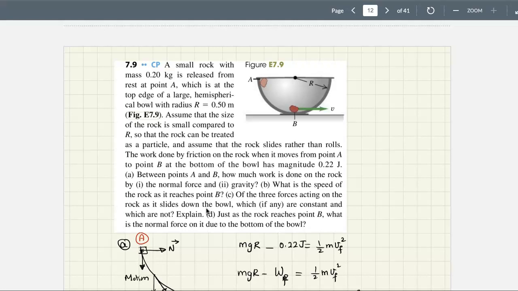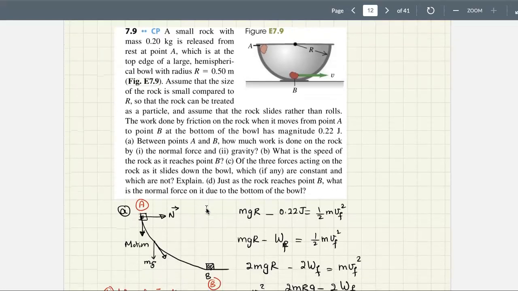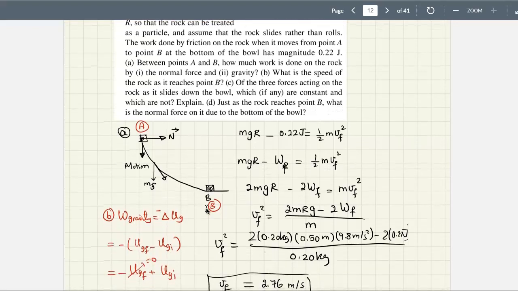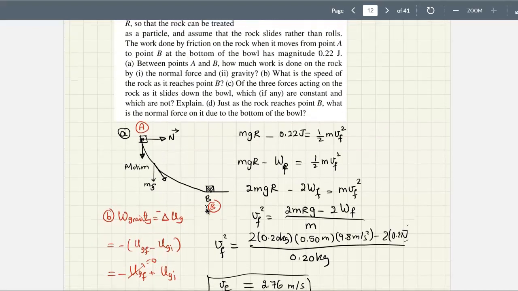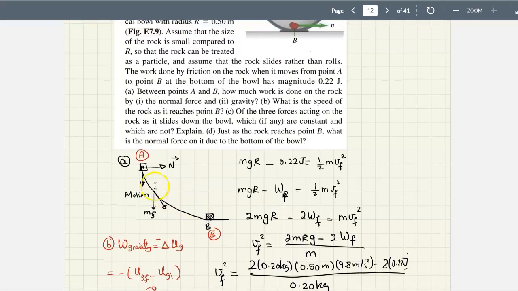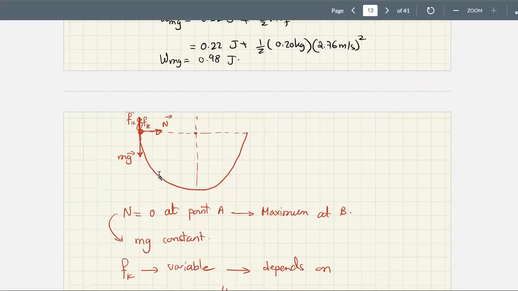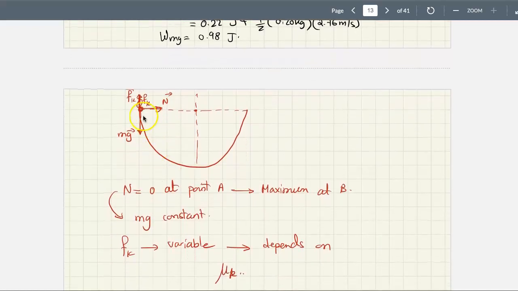Now I'm going to talk about one part at a time. When I look at this problem, the object is going to move along the curve. The normal force here is going to be always perpendicular to the surface, at any point.